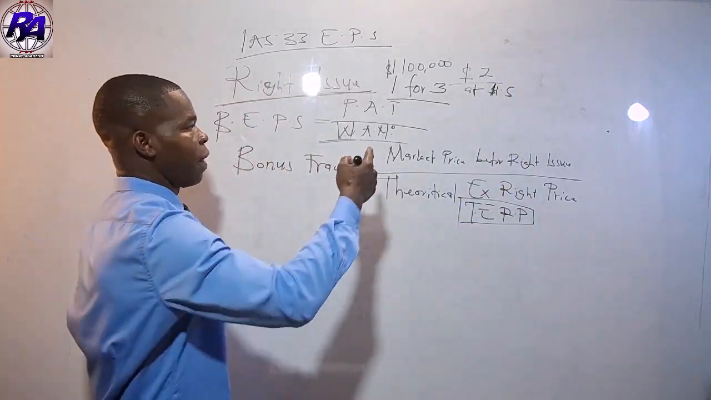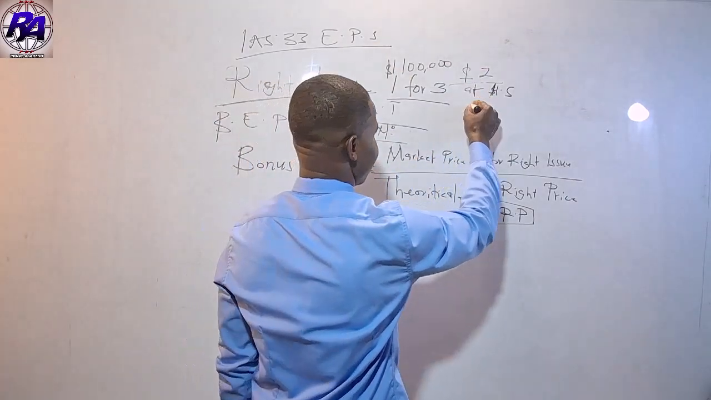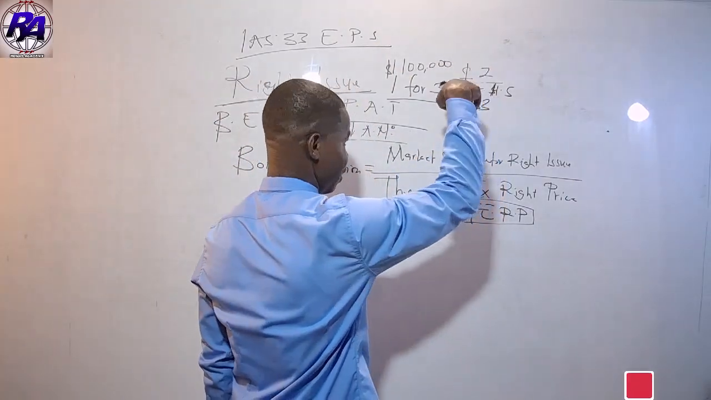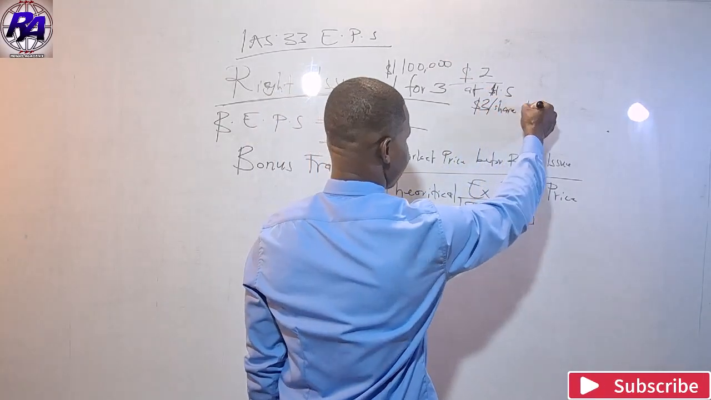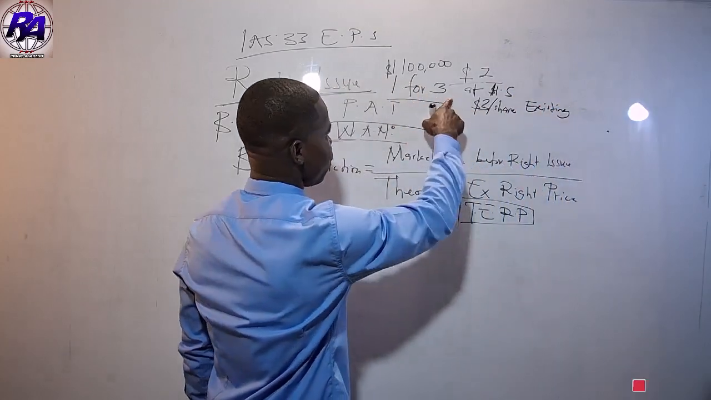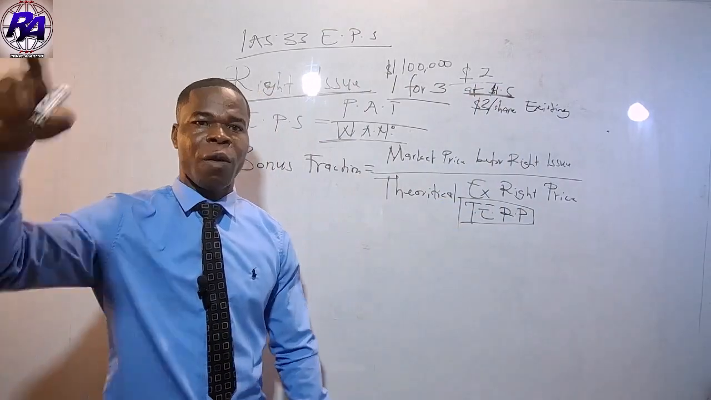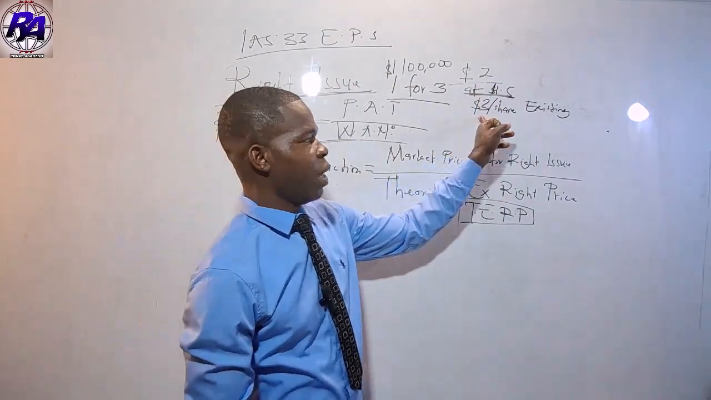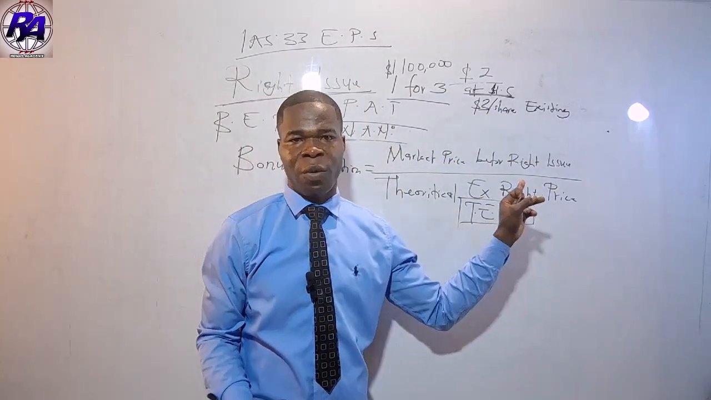The value of the existing shares is $3. So the value of the existing shares is $3 per share. This is for existing shares. But the new shares cost $1.5, while the value of the existing shares is $3. How do we determine our theoretical ex-rights price?